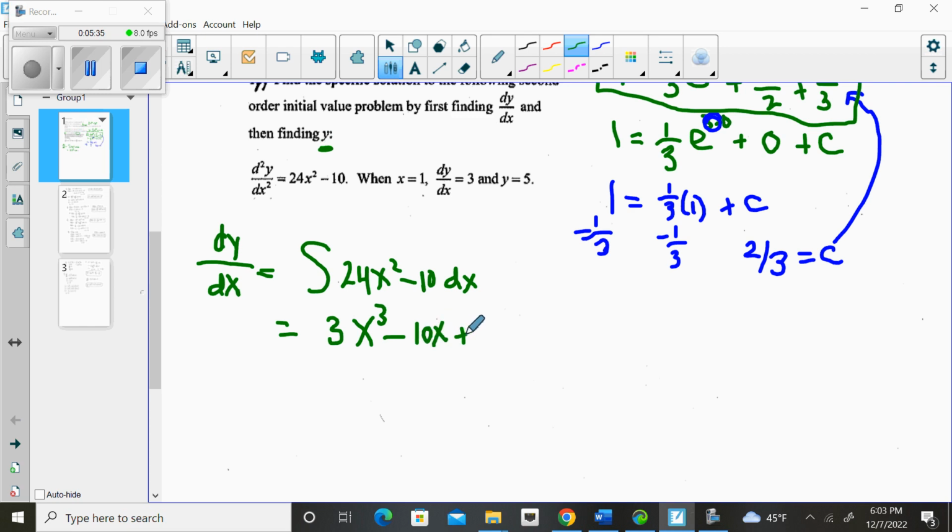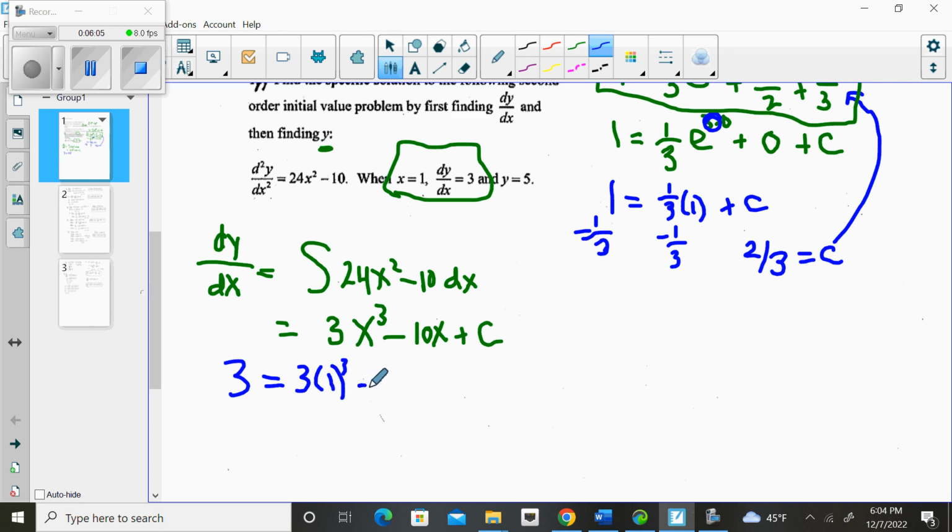And so I'm told right here that, so this is dy/dx, and I'm told right here that when x is 1, dy/dx is 3. Okay, so I use that information. This is dy/dx. So I come down here and say, okay, when dy/dx is 3, that happens when x is 1.